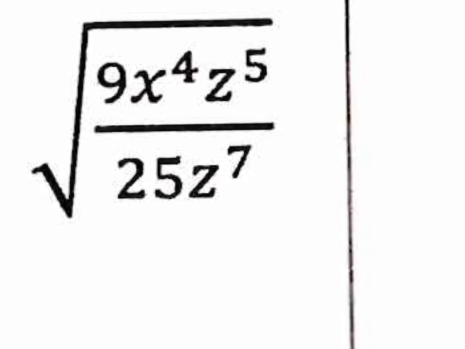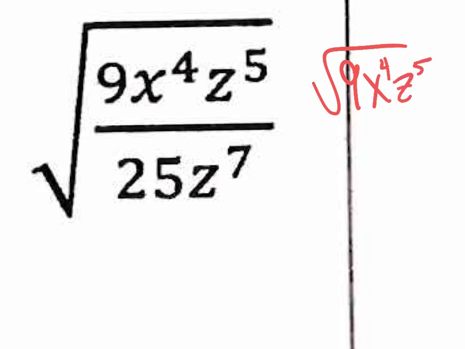I have a square root with a fraction inside the root. I could split that root. So we're really going to be working on 2 separate problems in one. You have the square root of 9, x to the 4th, z to the 5th, and you're going to have the square root of 25, z to the 7th. You know what? I'm making a mistake already.